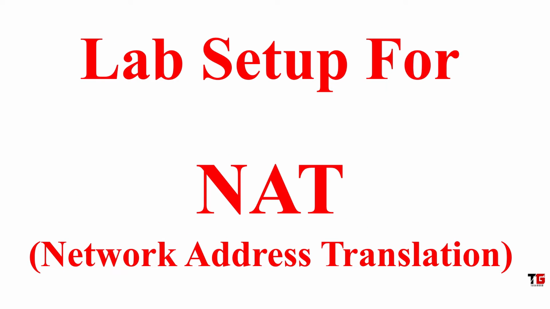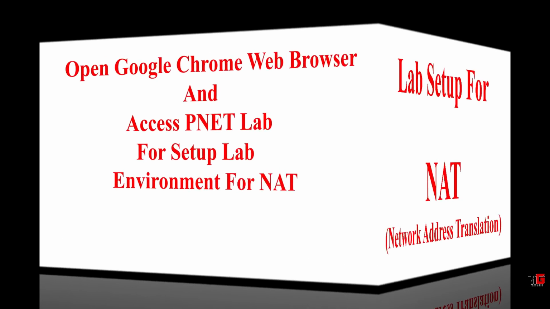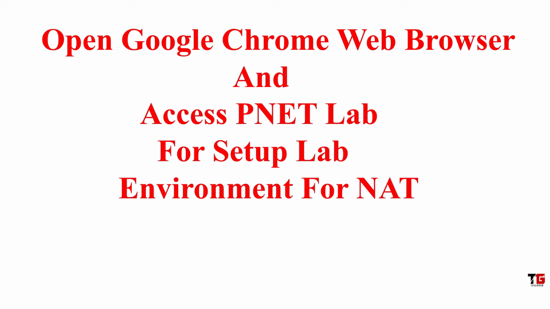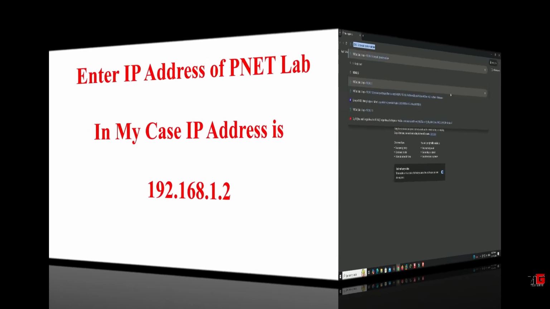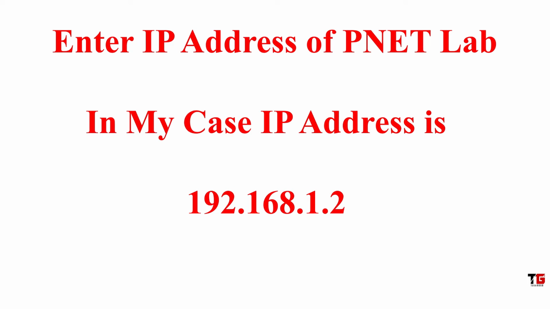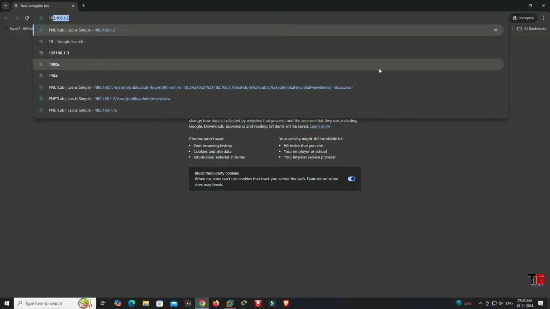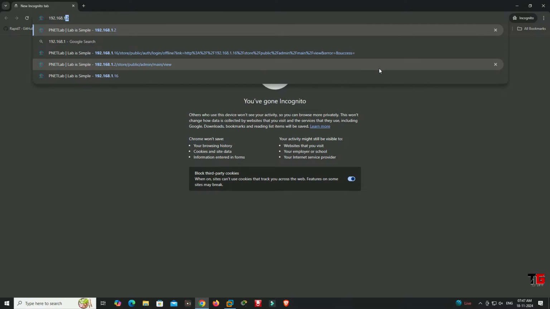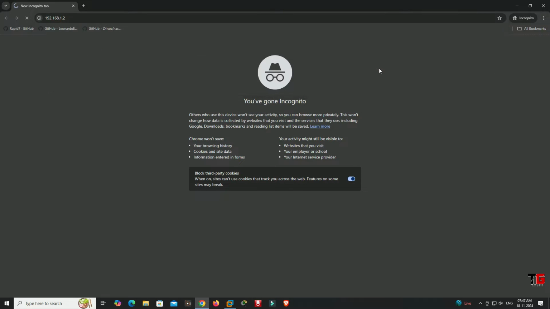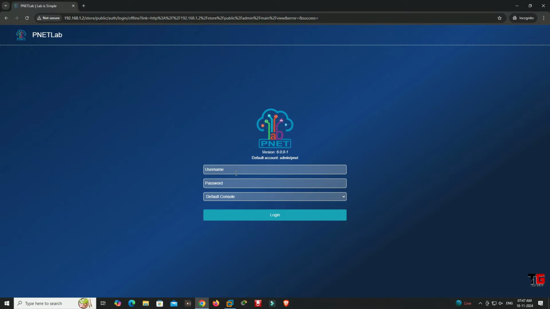Lab setup for NAT server. Open the Google Chrome web browser and access NetLab to set up the lab environment for the NAT server. Enter the IP address of NetLab. In my case, the IP address is 192.168.1.2. Enter username as admin and password as NAT.